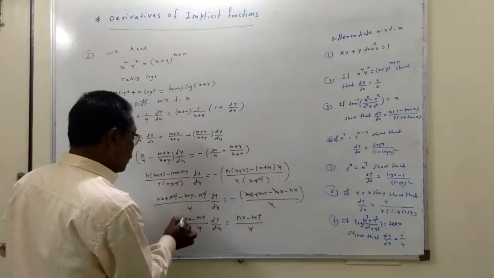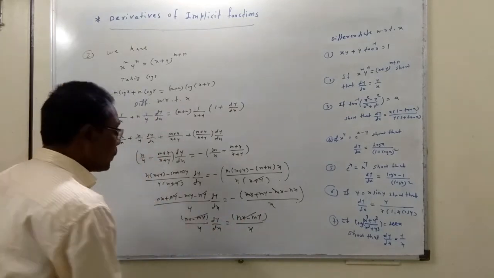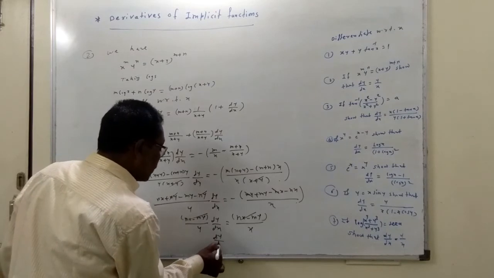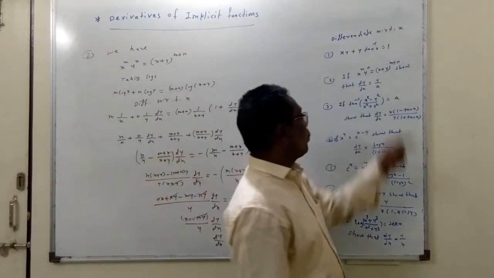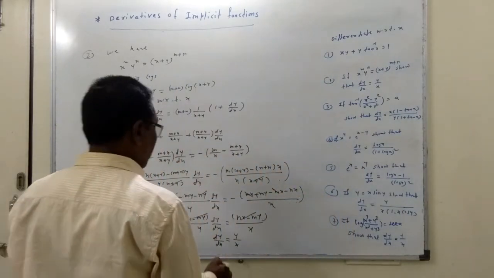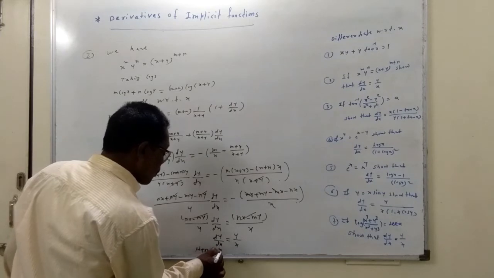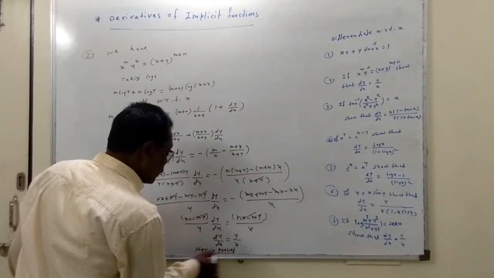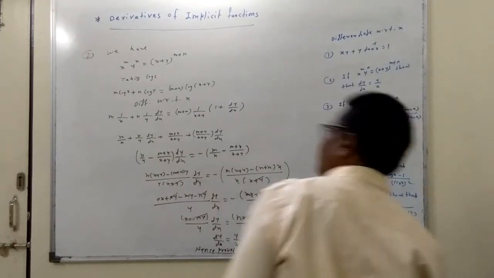Now here this is common on both sides and gets cancelled, and dy by dx is equal to, we get, y by x. That is the result. You wanted to prove dy by dx is equal to y upon x, hence proved. So like this we can solve the second example.